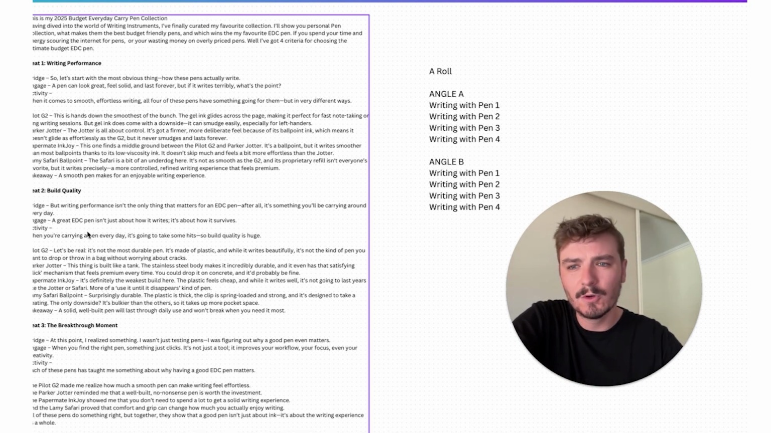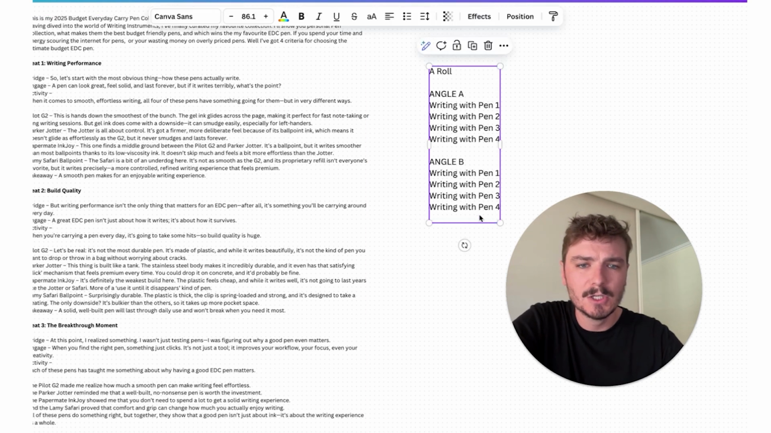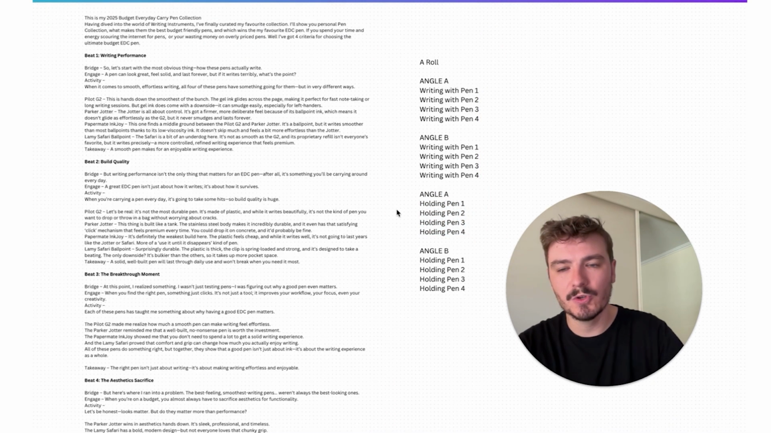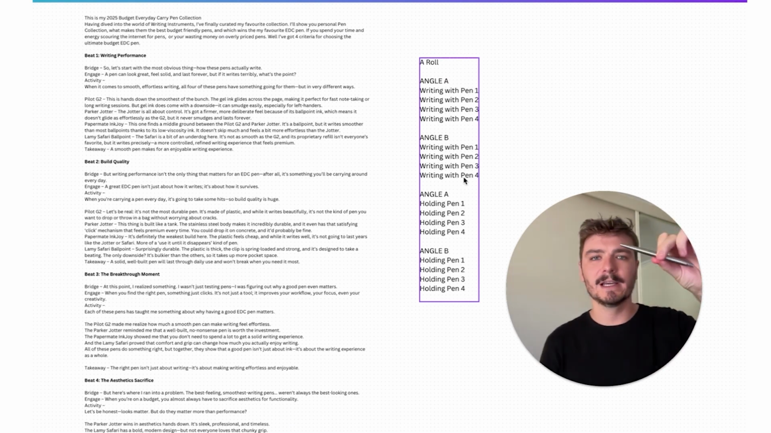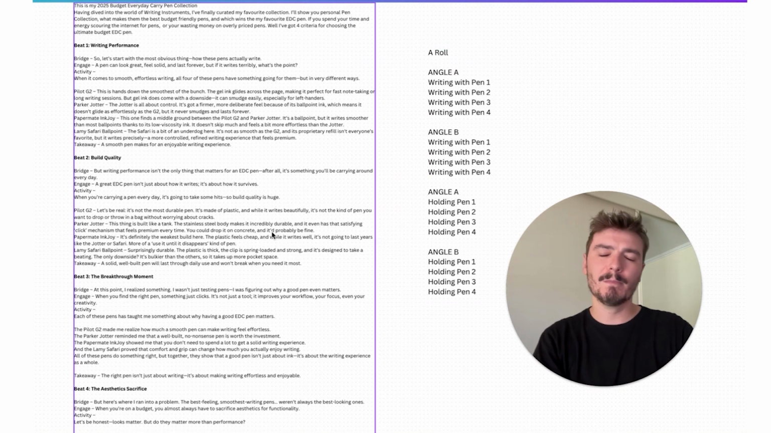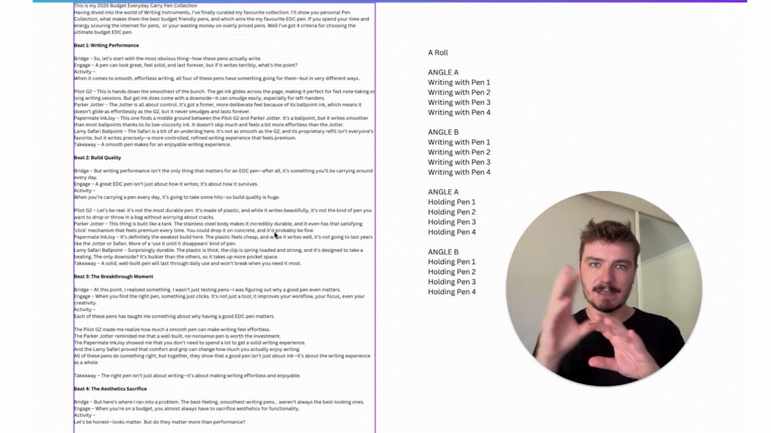The next thing that I talk about here is the build quality. So I think I'll do holding all the pens and do that in 2 different angles. So maybe one holding it like this and one holding it from another angle, something like that. That will be like the build quality, plus, I can mix that into different parts.